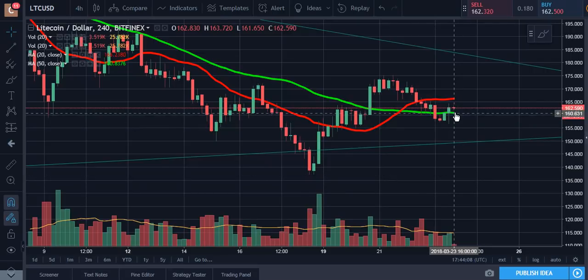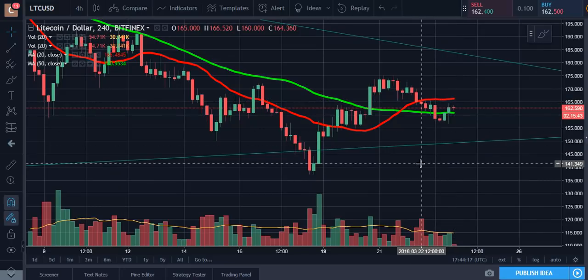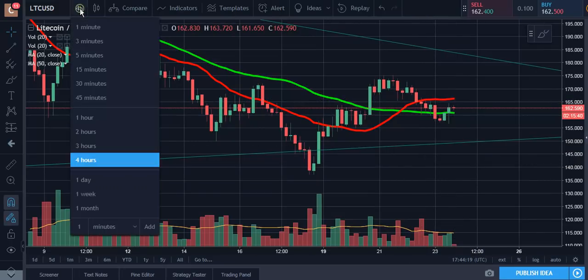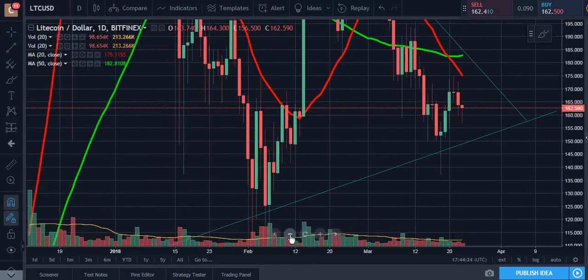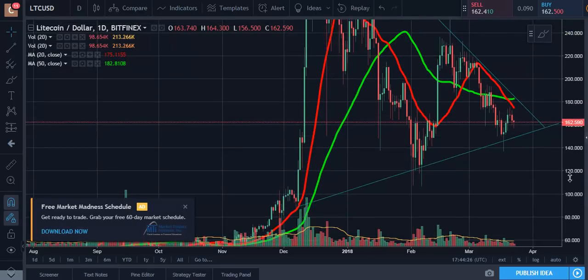So it's very important that we hold this moving average right here, and that we're also able to break through this moving average right here. Those are crucial for us right now, guys. So I wanted to bring that to you, and I'm also going to go to our daily chart, the 1 day, and kind of show you what else we're looking at.